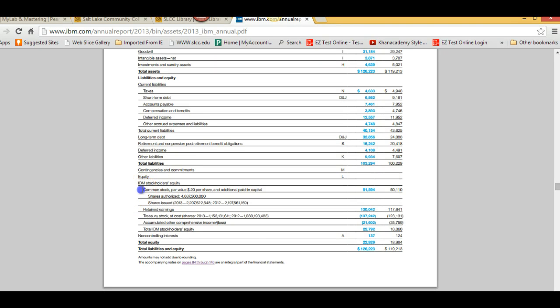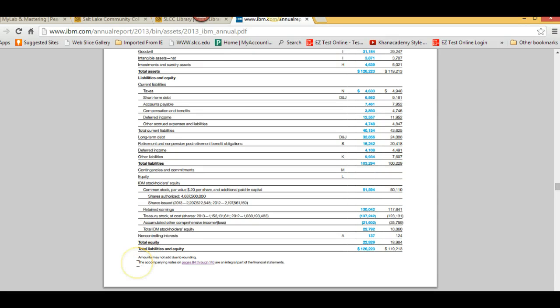IBM also meets another reporting requirement, and that is one that says you must show information about your stock on the face of your financial statements, meaning literally on them themselves. And you can see IBM has met that. Common stock shows the par value. It shows the shares that have been authorized and the shares that have been issued. And you could get to the shares that are outstanding because they show treasury stock information.